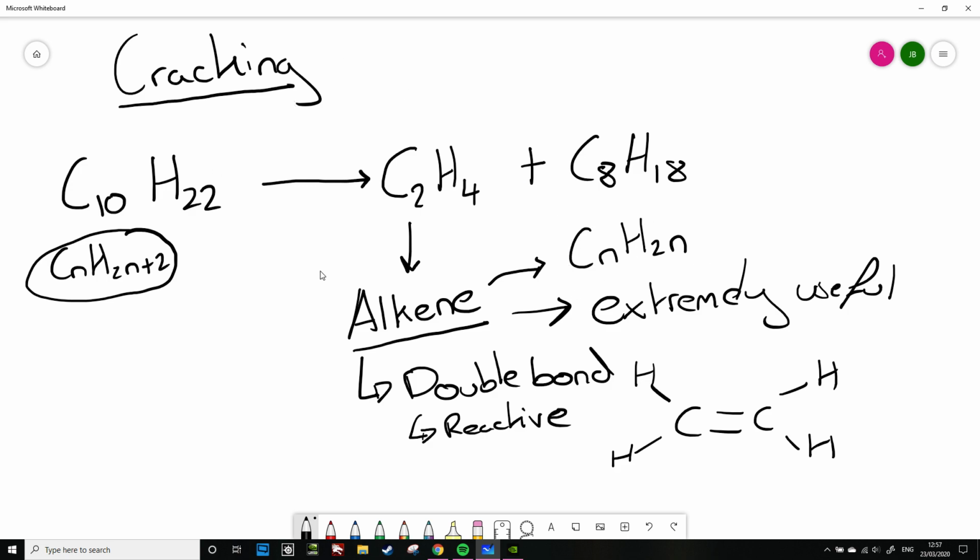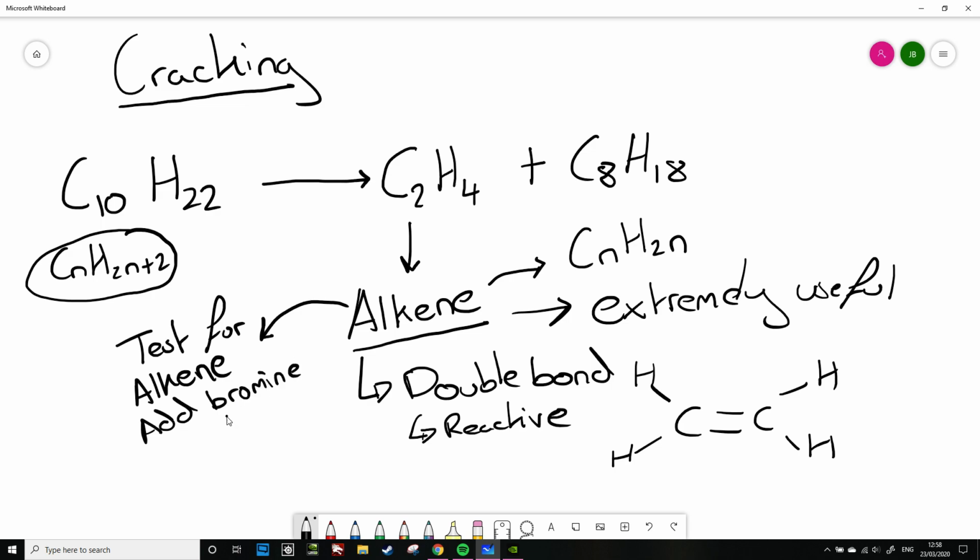Now we test. You need to know how to test for an alkene. So the test for alkene. Because how do we know that we've made an alkene when we've done thermal decomposition? What we do is we add bromine water. We add bromine water. And this will go from orange to colourless. And I'll talk about this just a bit more now.